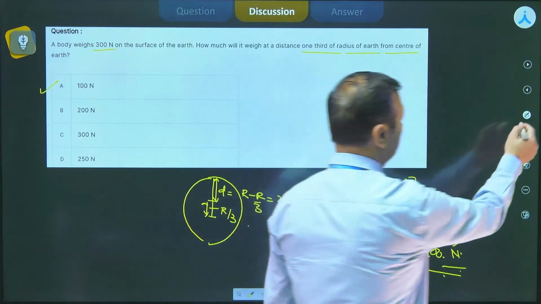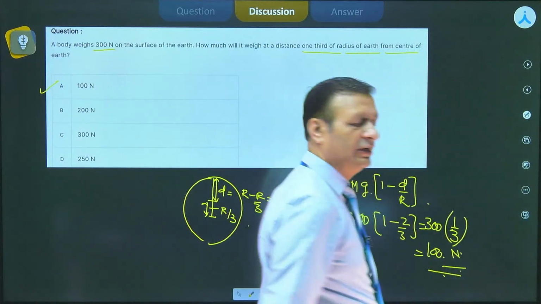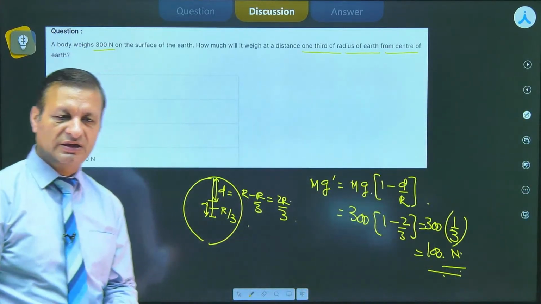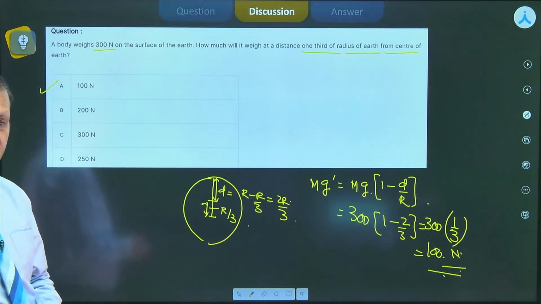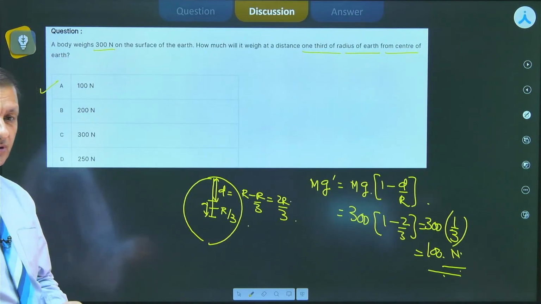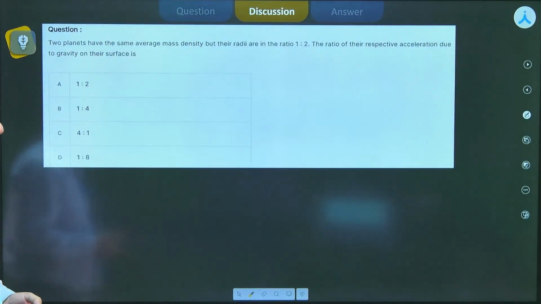Any doubt? Any doubt from this part? I think clear. So Aditya is again giving me the right option. Tyasha is also participating well.